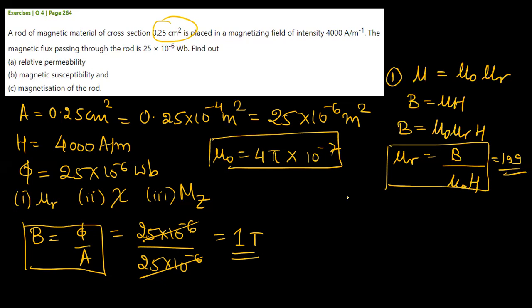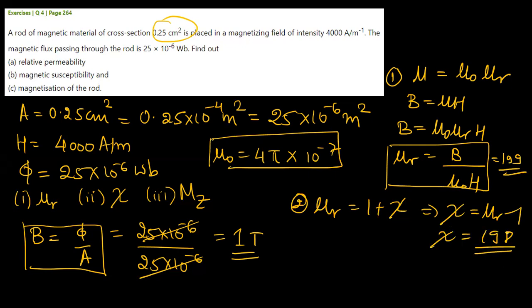Next value is susceptibility. We know the relation between susceptibility and mu r. Mu r is 1 plus chi. So I can write from here chi will be equal to mu r minus 1. So I just need to subtract 199 minus 1. So that will be 198. Chi will have no unit. Mu r will also have no unit. They both are unitless quantities.